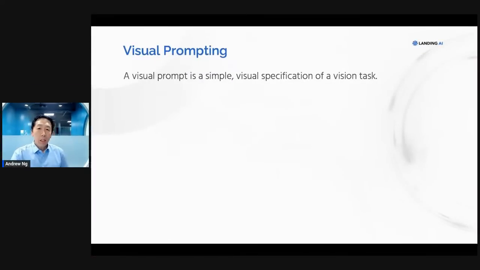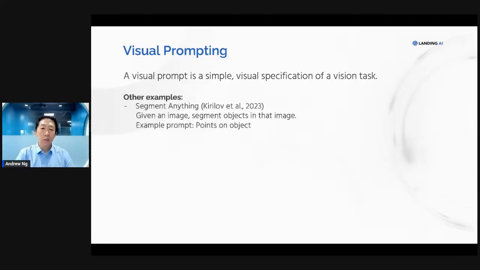Okay. So I think of a visual prompt as a simple visual specification of a task, like the prompts that you just saw me use. There are many others in computer vision working on similar ideas. I just mentioned a couple of my favorite examples.